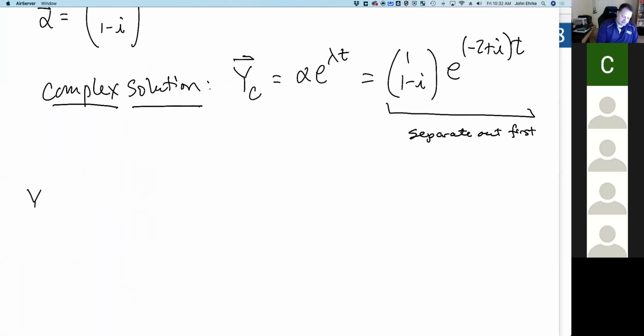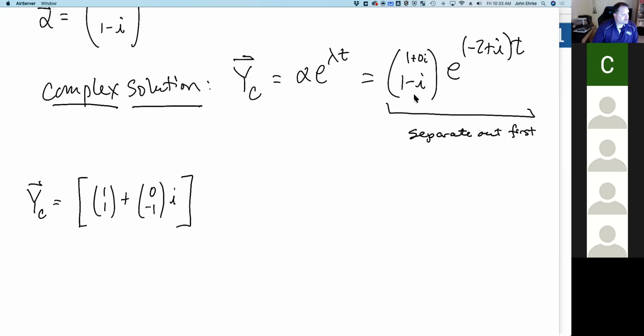What I mean by that is write this vector yc as, take the eigenvector, for instance, and you can decompose the vector into its real and imaginary parts. So this top component 1 is really 1 plus 0i, because there is no imaginary part there. But you can see the real vector is 1, 1, and the imaginary part is 0, negative 1. So you would break that first piece up into 1, 1 plus 0, negative 1 times i. So I have rewritten this complex vector as a sum of two real vectors, but the second vector is times i. So this is a vector in the complex plane.